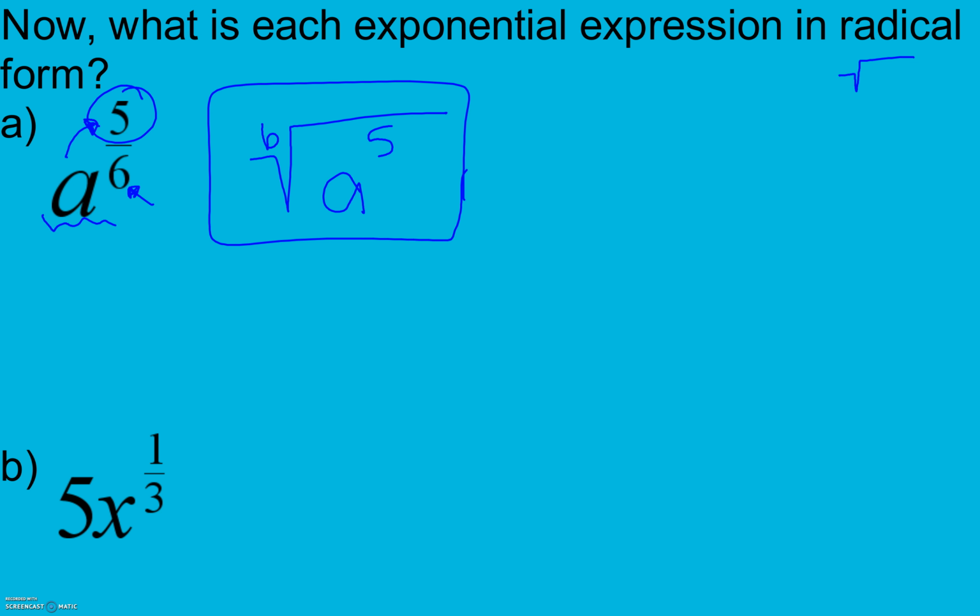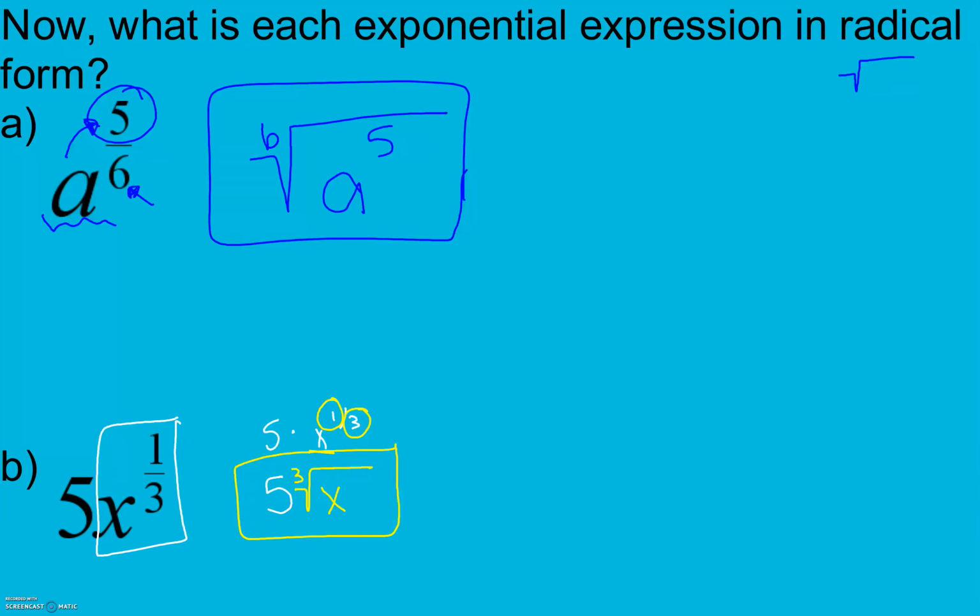For B, my exponent is only on my x here. Remember when we were talking about multiplying powers of the same base, dividing powers of the same base, things like that? We said that 5 and x to the 1/3 are their own factors. They're independent. Same idea here. So we can keep our 5 independent of that exponential factor there. So I take my base. I can raise it to the 1st power, but we don't need that 1st power. We know that it's a 1. What I do need, though, is for my denominator to become my index. And there we go, 5 times the cubed root of x.